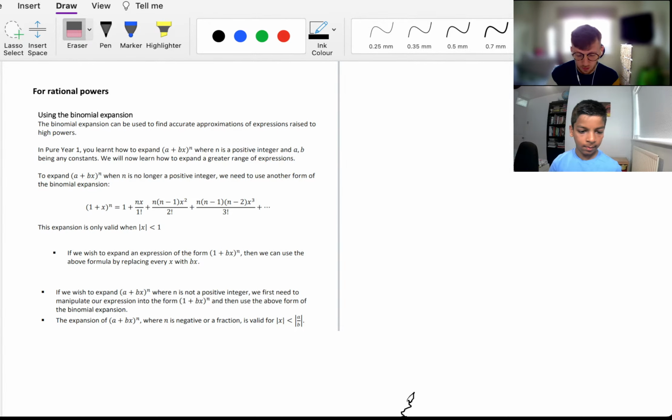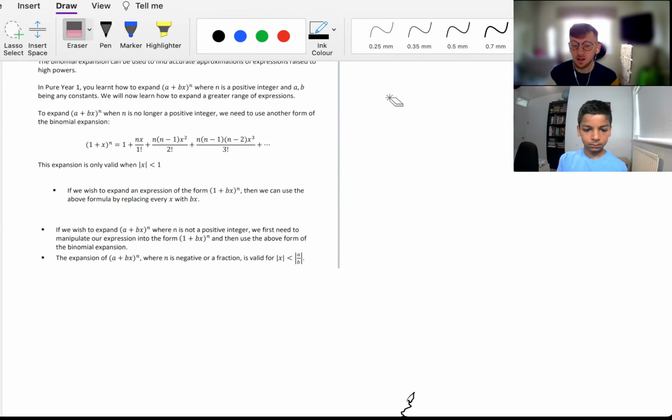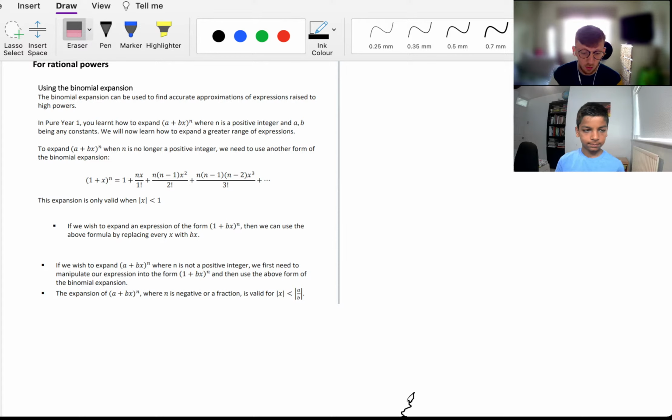So the difference between the year 12 and year 13 content is that in year 1 you just have positive integers, 1, 2, 3, 4. In year 2 you look at what happens if it's a fractional power and what happens if it's a negative power as well, or a negative fraction you could get as well. So we might want to expand (a + bx)^n when n is no longer a positive integer, so no longer a natural number.